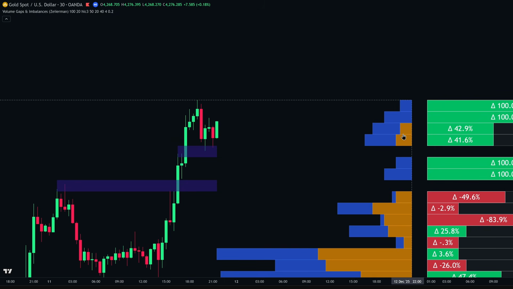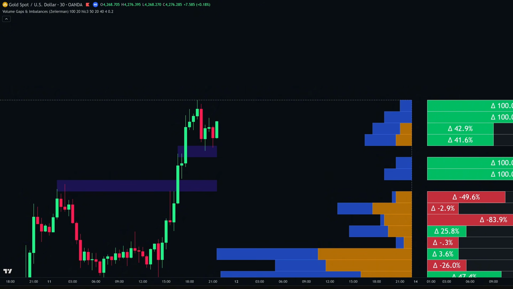Right now, you can see a bullish engulfing candlestick forming over here, and you can also see a strong rejection from the purple true volume gap. In addition to that, all the delta percentages over here are green. And we also have more blue profile bars compared to the orange bars. The blue bars represent bullish volume, which signifies buyer interest stepping into the market.